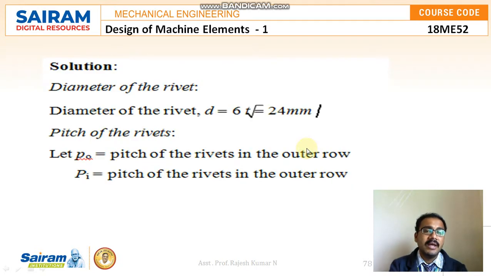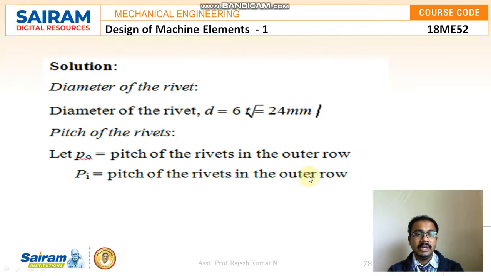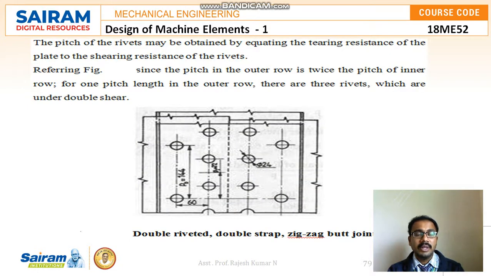First, solution. Diameter of the rivet, let me find out by using the formula, that is D equal to 6 root of t. Here t is a given known value, so I'll be finding out the d. And the pitch of the rivet, let me write down: Po is nothing but pitch of the rivet in the outer row, and Pi is nothing but pitch of the rivet in the inner row. So the pitch of the rivets may be obtained by equating the tearing resistance of the plate to the shearing resistance of the rivets.